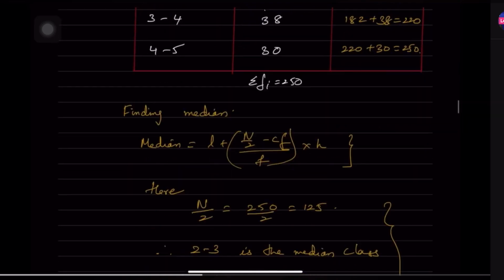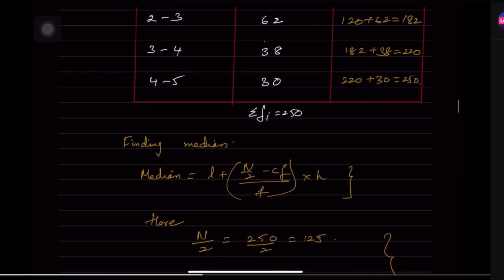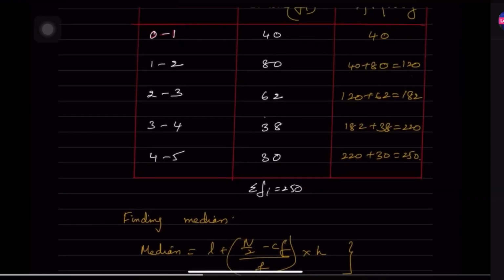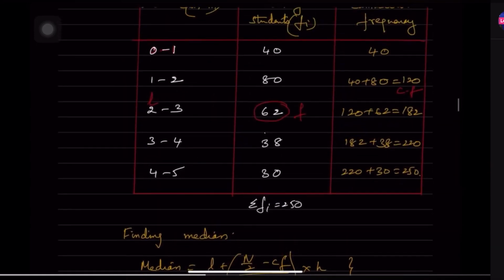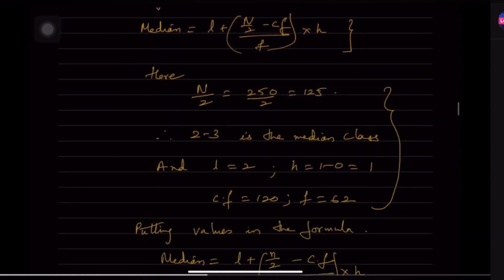Now you are having 125 which is given. So this is 125. This will become the median class. This is your F, this is CF, and this is the lower limit. You have to choose a number which is just greater than 125. So the number which is just greater than 125 here is 182. So therefore you are taking the previous cumulative frequency as CF, and the frequency of that median class is 62. L is equal to 2.